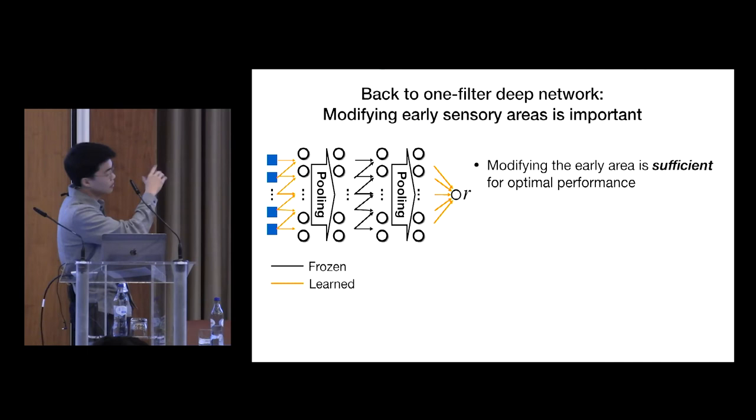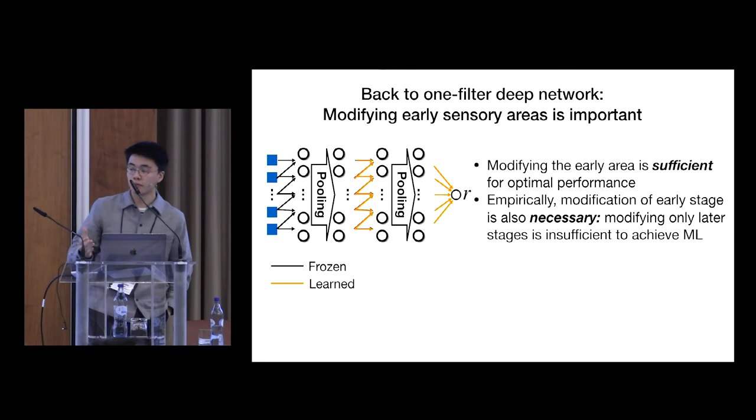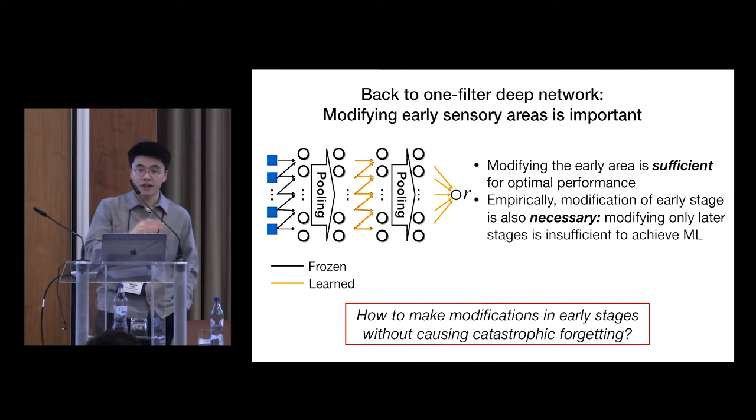On the other hand, if you freeze the first stage and only update the second stage, it's impossible to get optimal performance. We don't have a proof for this, but empirically it seems necessary to modify the first stage. So we know that modifying the early area is both necessary and sufficient. Now it's the last question that we're going to pose.